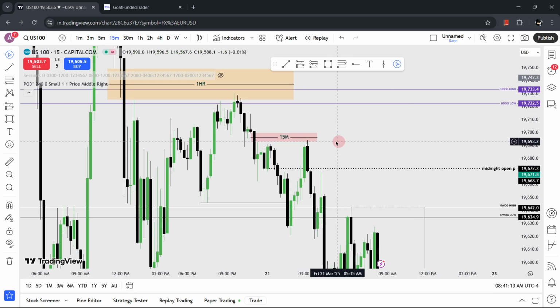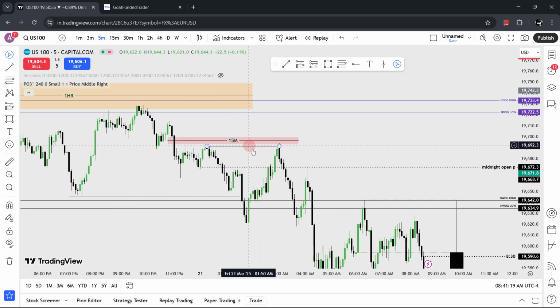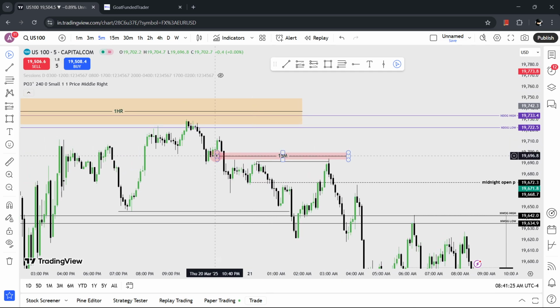Now the game begins. If I was to enter today, I could have entered from, and there is one more thing: you see these three consecutive up-close candles. This indicates a bearish order block. So I could enter from this 15-minute fair value gap.